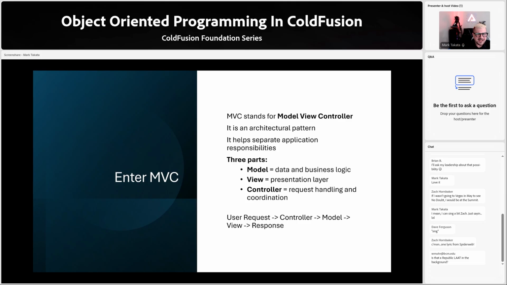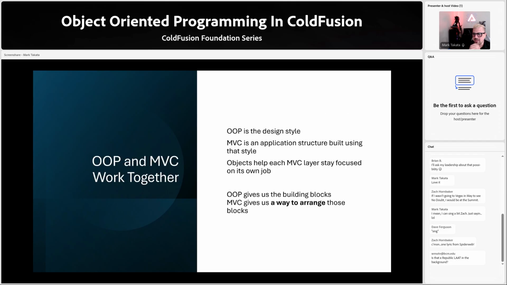And by the way, there's a ton of variations, like MVVM, model view view model. There's all sorts of different kinds. And as you might have imagined, object-oriented programming and MVC work really, really well together, right? Object-oriented is the design style, MVC is the structure. And having objects helps each layer stay focused on its own job.